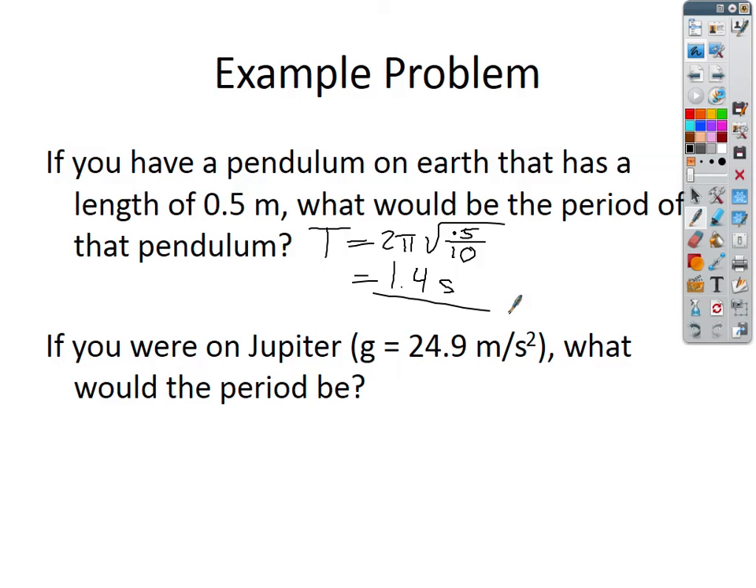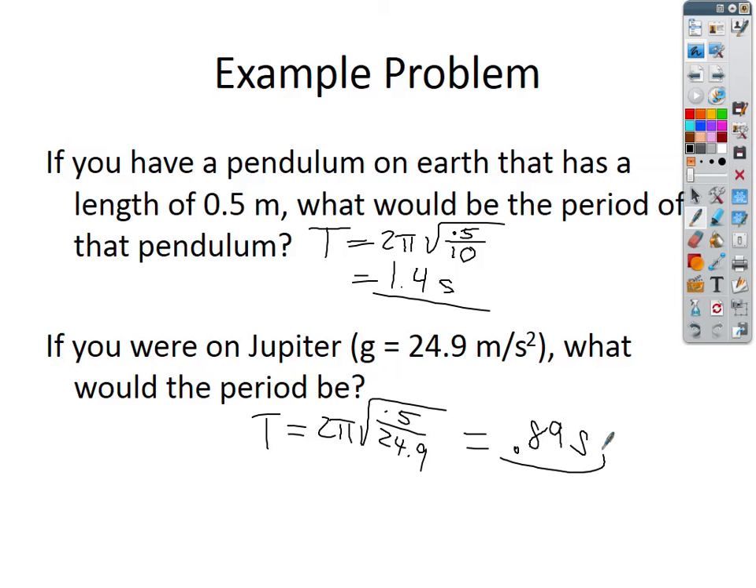You'll get these theoretical problems. If you're on Jupiter, g is 24.9. What would the period be? So T would equal 2 pi times the square root of 0.5 over 24.9. We should already sort of know what should happen. I'm increasing the gravity, so the number underneath the square root is going to get smaller, so I should get a smaller period. More gravity, it's going to go faster. So 0.5 divided by 24.9, square root, times 2 times pi. I'm getting 0.89 seconds. It'll only take 0.89 seconds for that pendulum to go there and come back.